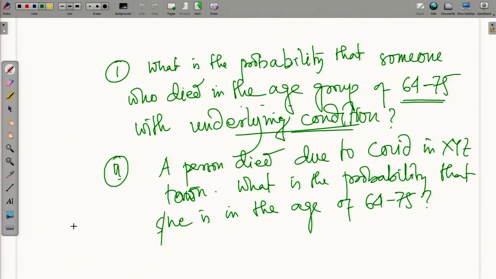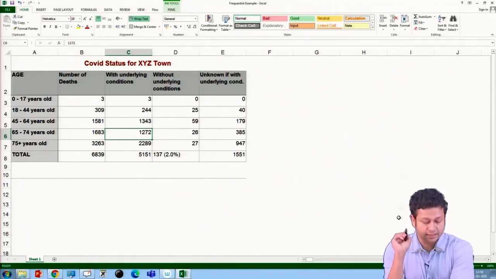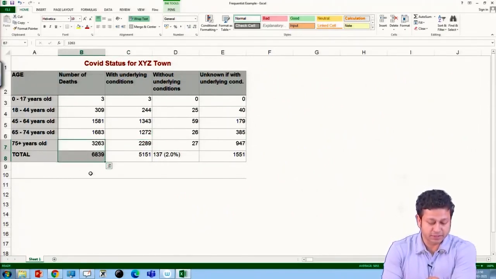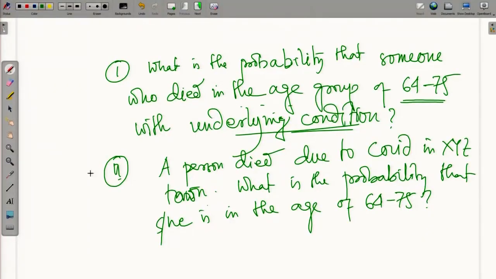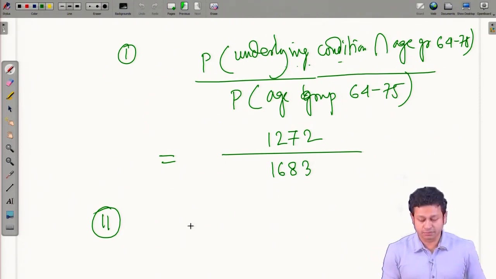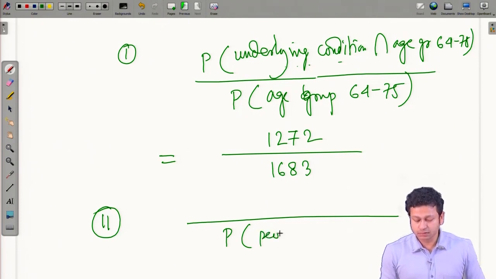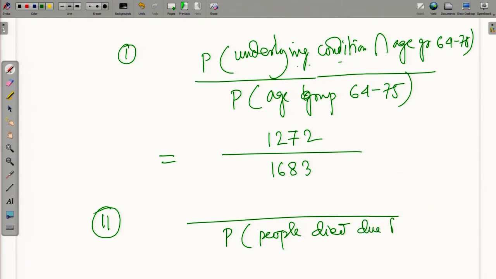For question number 2, I asked, a person died due to COVID in XYZ town, what is the probability that he is in the age group of 64 to 75. Now, a person has already died, right. So I already have the information about the death, which is 6839. So I am talking about the entire population, or all the samples of people who died. So let us say the probability of people who died due to COVID in XYZ town, all right.